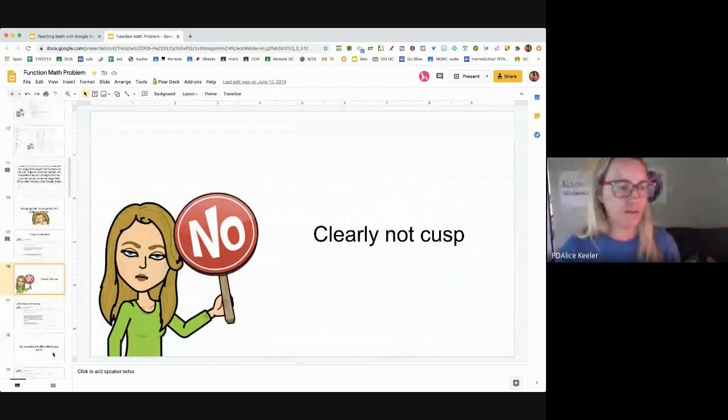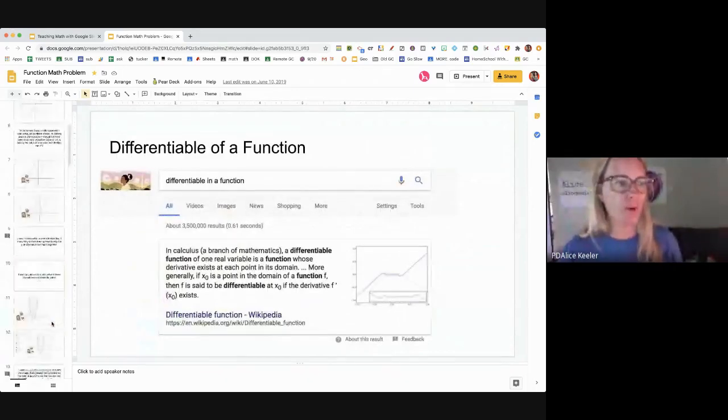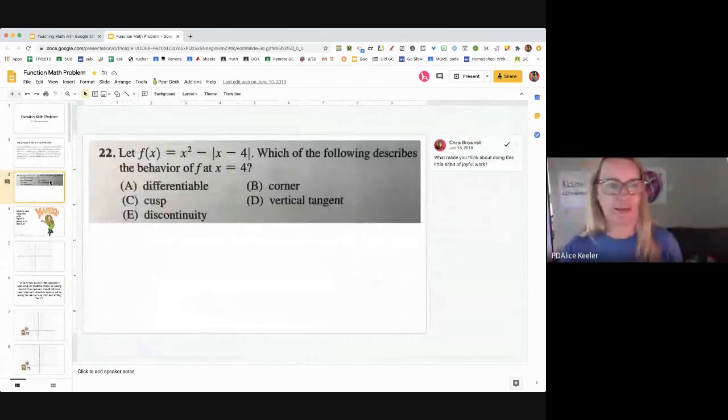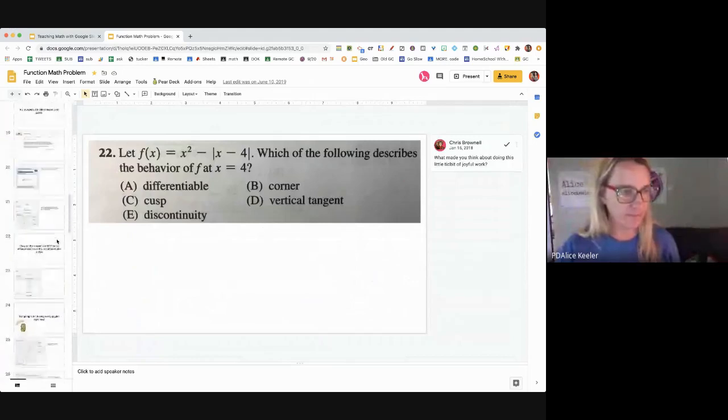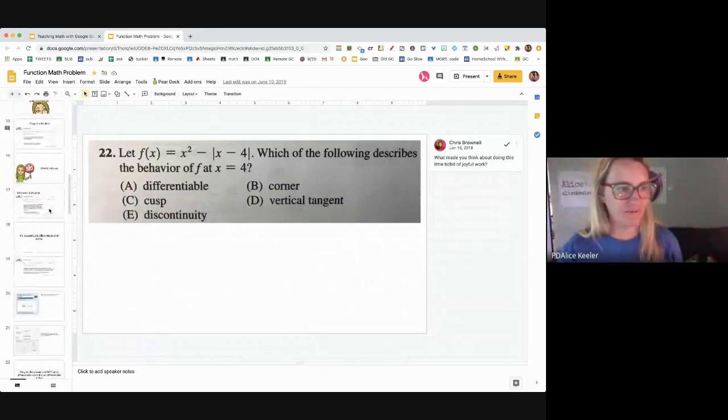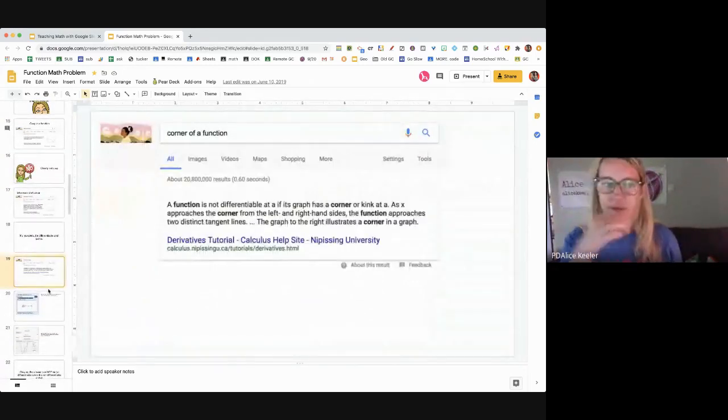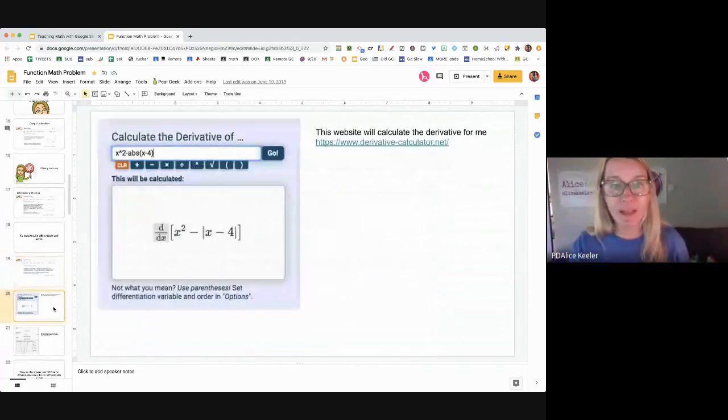It's clearly not a cusp. So what I'm doing is I'm going through the multiple choice options. What are these things? And I took calculus. I just forgot. I don't know. Look it up and explain it. Again, it's not cheating to use tools.